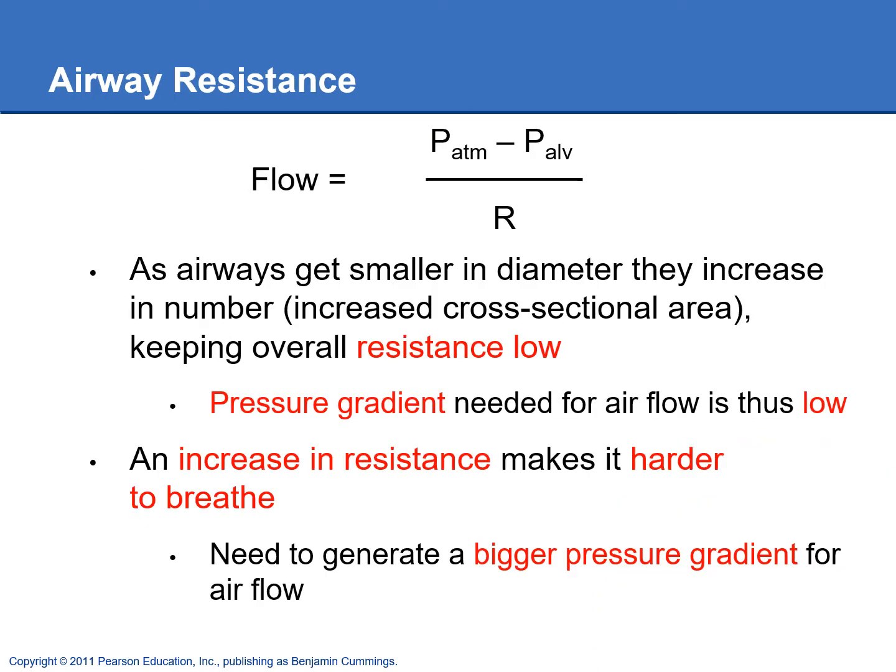Airway resistance will also affect airflow. As the airways get smaller and smaller as you go down towards the bronchioles, you would think that their total resistance would increase. But because there are so many bronchioles and their total cross-sectional area is very large, the overall resistance of the bronchioles is actually low. And that's good because you don't need a very high pressure gradient in order to get the air to move in and out of the lungs. So that makes it easy to breathe.